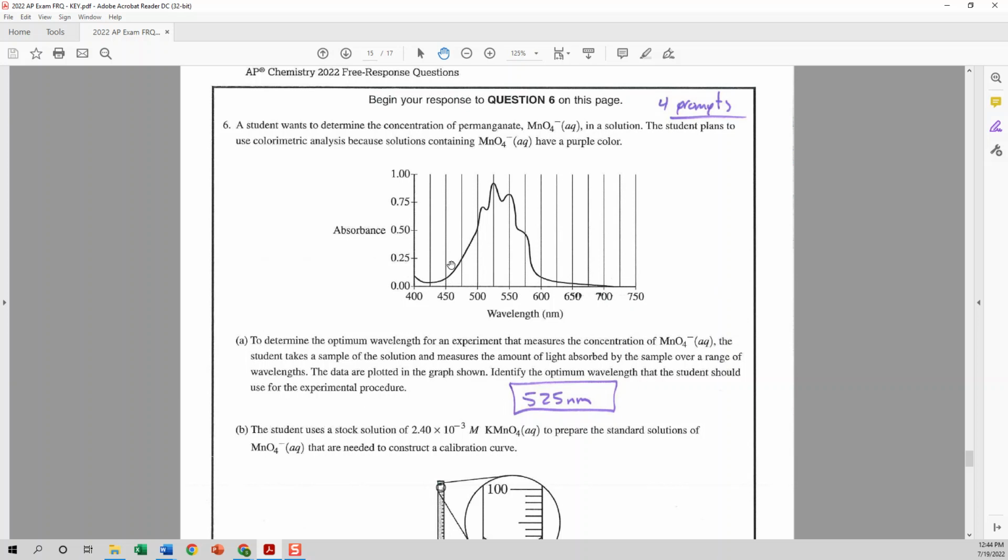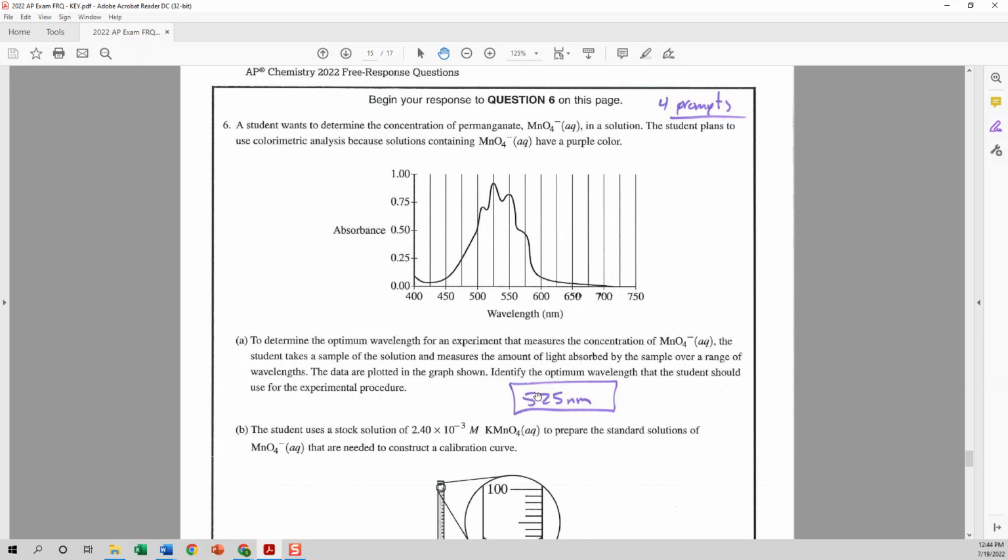So absorbance and concentration we're going to find is directly proportional. We'll learn about this throughout the year. And the optimum wavelength is the one where you get the most absorbance. So you're going to find the highest absorbance. So basically anywhere between 500 and I would say 575 would be fine. But if you can pick any wavelength, you would pick the highest one, and that's right in the middle here at 525. Okay?